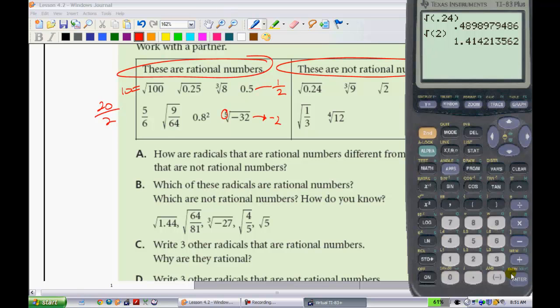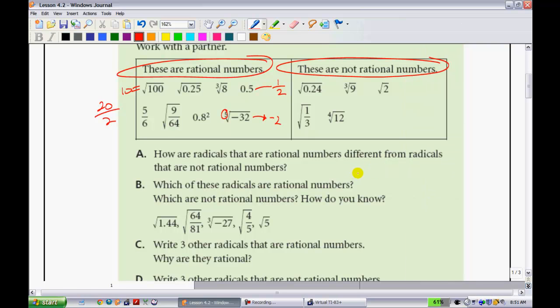Whereas if I had done that with any of the examples on the left-hand side, you would have gotten a decimal that would have terminated or would have repeated consistently. So, A, it says, how are radicals that are rational numbers different from radicals that are not rational numbers?